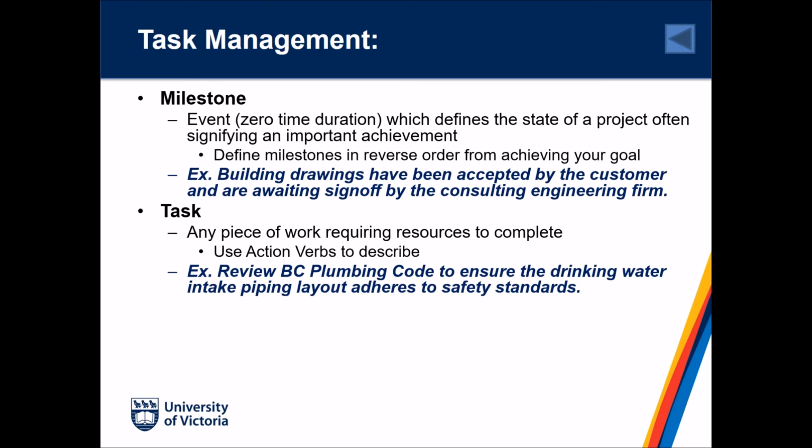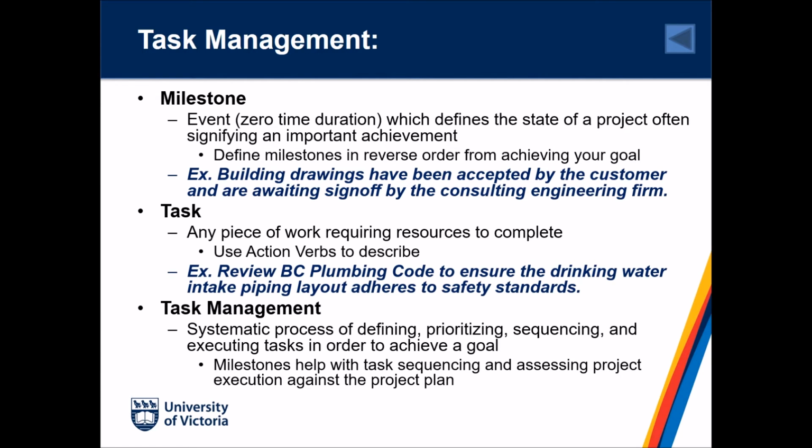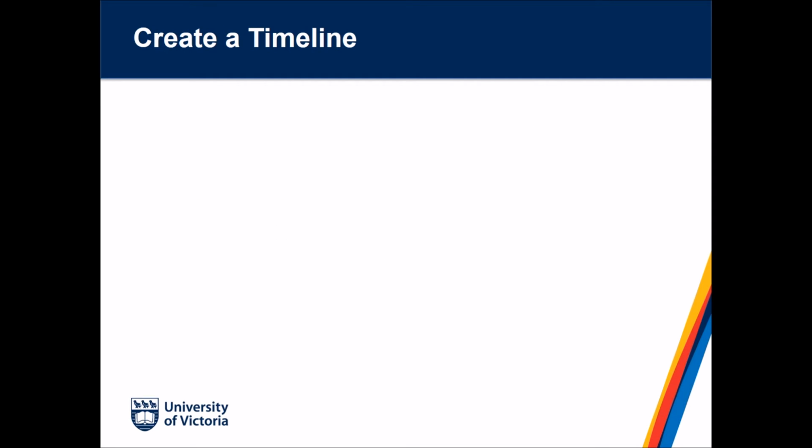With the definition of the two key components of a timeline in place, we can now define task management as a systematic process of defining, prioritizing, sequencing, and executing tasks in order to achieve a goal. We know milestones help us to define and sequence our tasks, as well as provide a baseline to assess our project execution against our project plan. With the basic definitions in place, we can now define a process we can use to create a timeline.